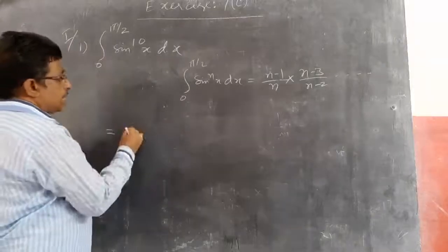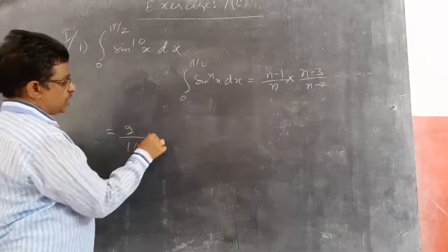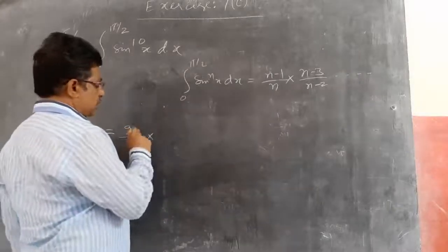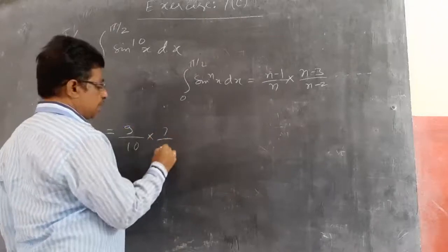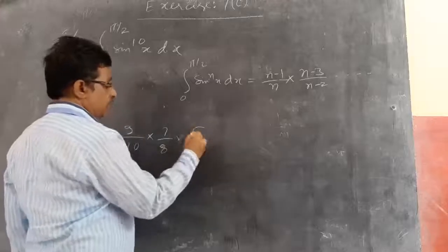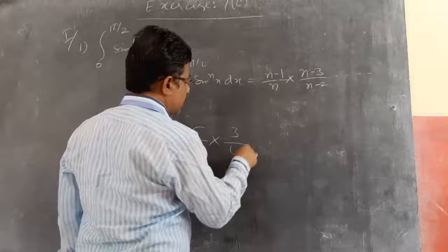So what do you get? 10 minus 1, 9 by 10, into, reduce 2 from numerator and denominator as usual. So what is it if I reduce 2 from the numerator? 7 by 8, into 5 by 6, reducing 2 from the numerator and 2 from the denominator each time.